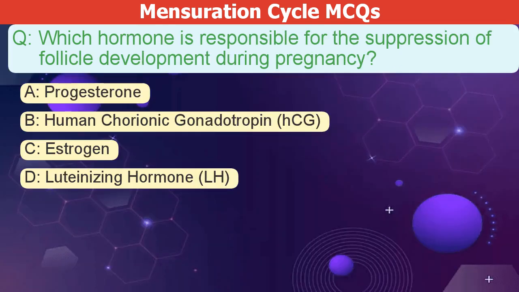Which hormone is responsible for the suppression of follicle development during pregnancy? A. Progesterone. B. Human chorionic gonadotropin, HCG. C. Estrogen. D. Luteinizing hormone, LH.